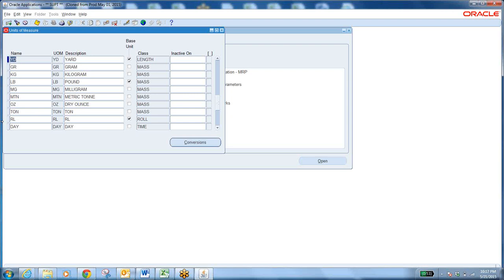Conversion factor. Similarly, if you go for weight class, somebody says kilograms. Okay, just a second, let me connect the charger.